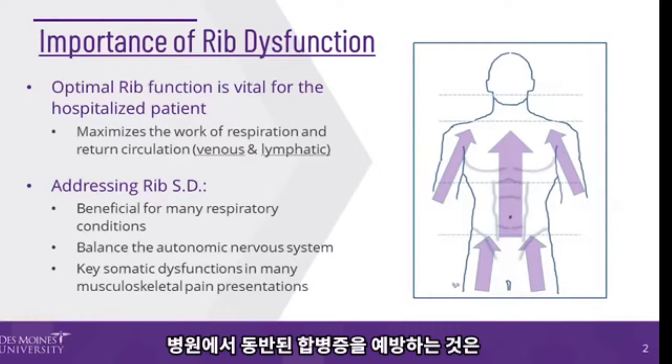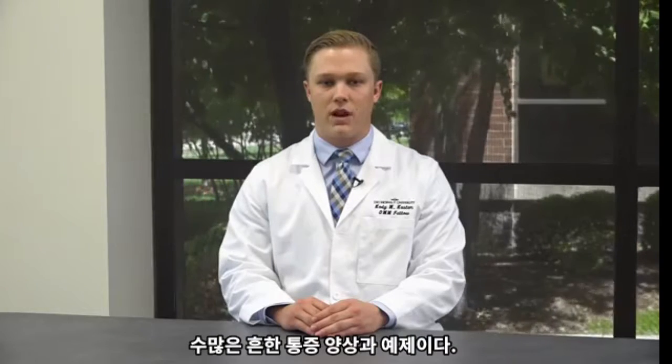and prevent hospital-acquired comorbidities. In the ambulatory setting, treatment of rib somatic dysfunction addresses a multitude of common pain presentations, including interscapular and mid to upper back pain, as well as head, neck, and upper and lower limb complaints.